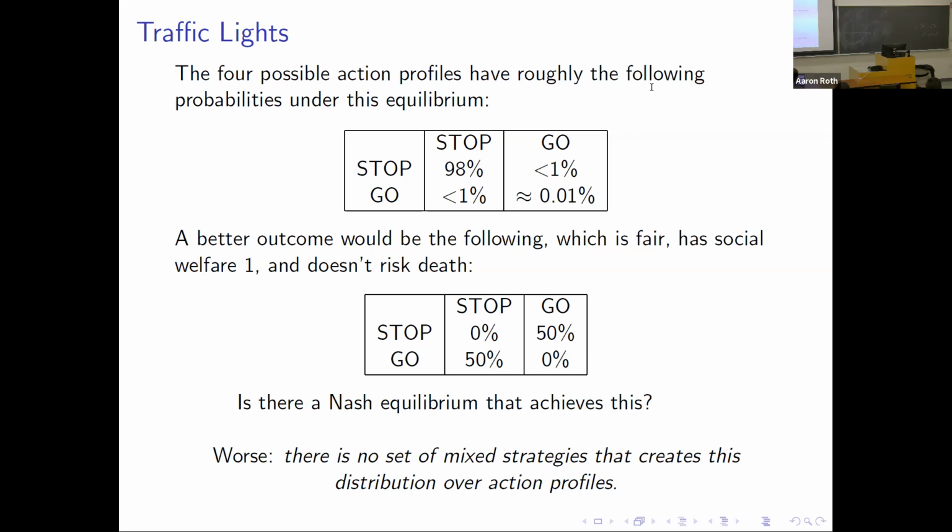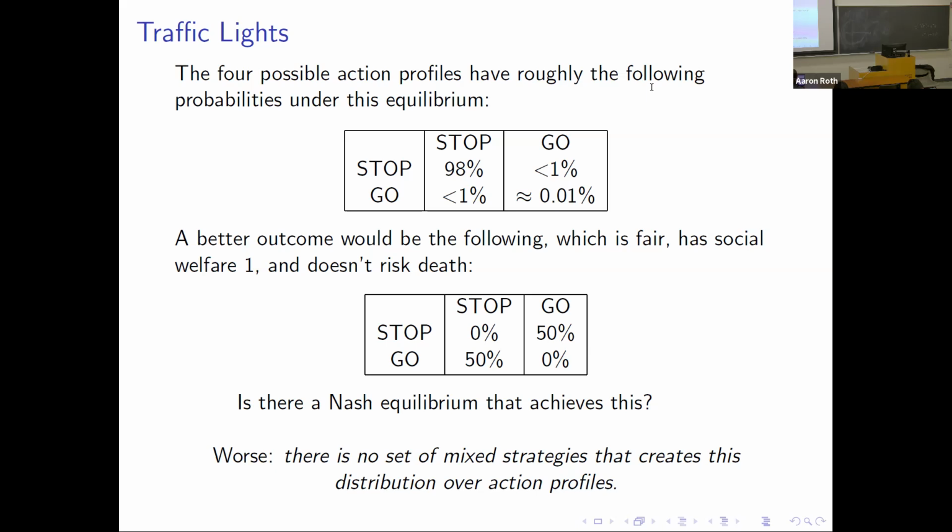Because the way we've talked about mixed strategies, I come up with some distribution over my actions, like 1% of the time I go, 99% of the time I stop. You come up with some distribution, and then we sample independently. There's no mechanism for us to coordinate our sampling. I can't say, when I stop, you go, and when you go, I stop.